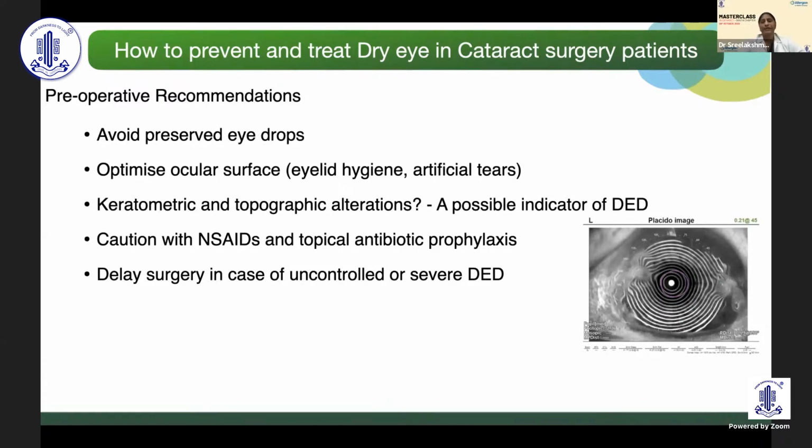And coming to the topical drops as prophylaxis for endophthalmitis, I would rather prefer to treat dry eye than end up with it, so manufacturers should think of making these topical drops preservative free.